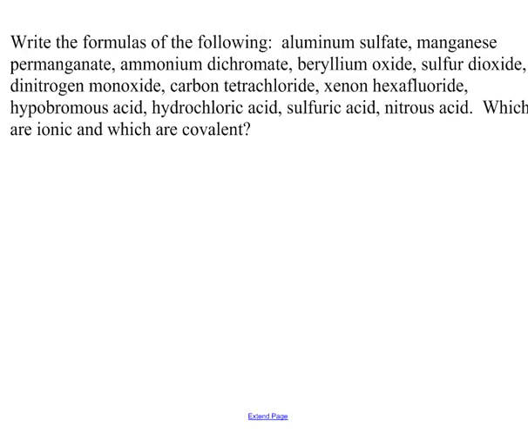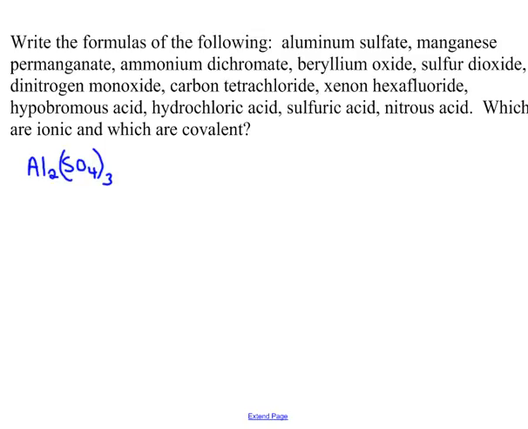Write the formulas of the following. Aluminum sulfate. Aluminum's a plus 3 ion. Sulfate's a 2 minus ion. So it is Al2(SO4)3, because the least common multiple of 2 and 3 is 6.